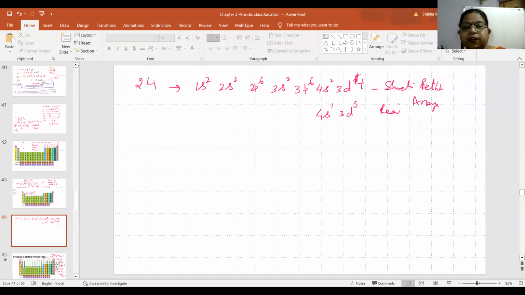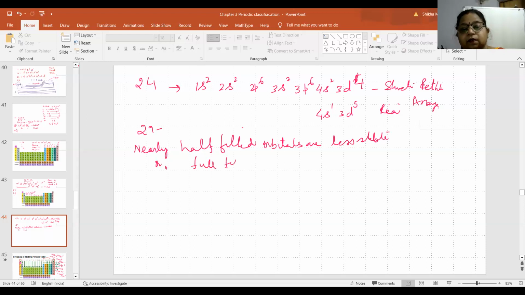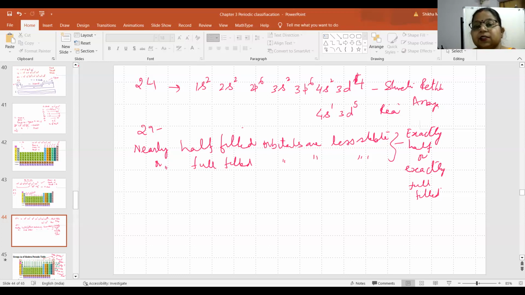For the exception of atomic number 24 and 29, we say that nearly half-filled orbitals are less stable than exactly half-filled or exactly fulfilled orbitals. See, the correct configuration is the second one, not the first one.